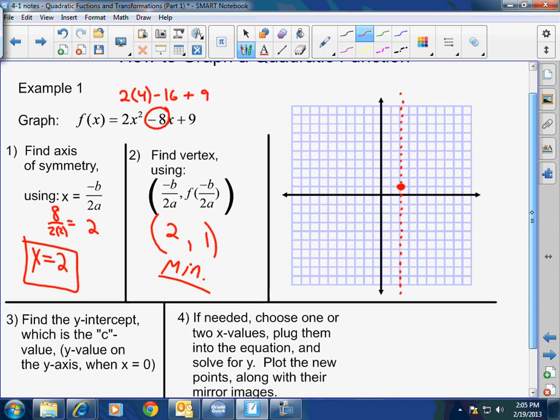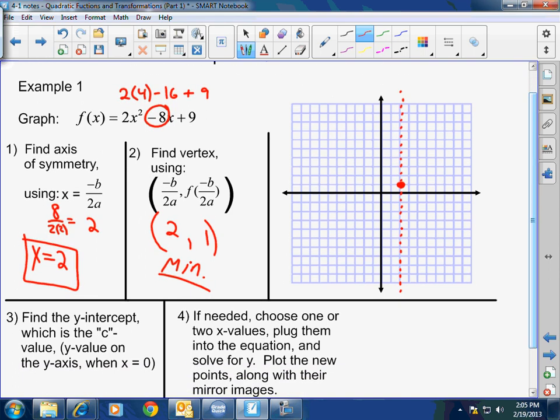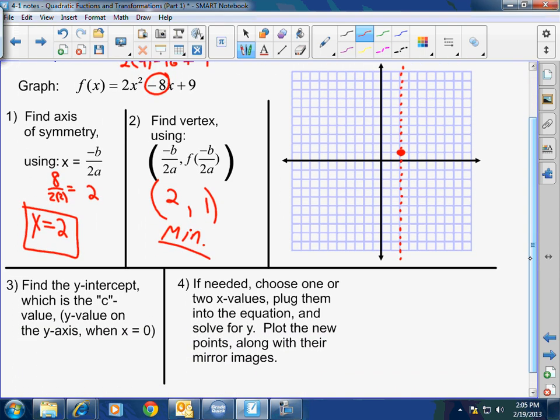Step 3. Find the y-intercept. In this particular case, it's Mickey Mouse. When x is 0, what's the y? Guys, when x is 0, what's the y?